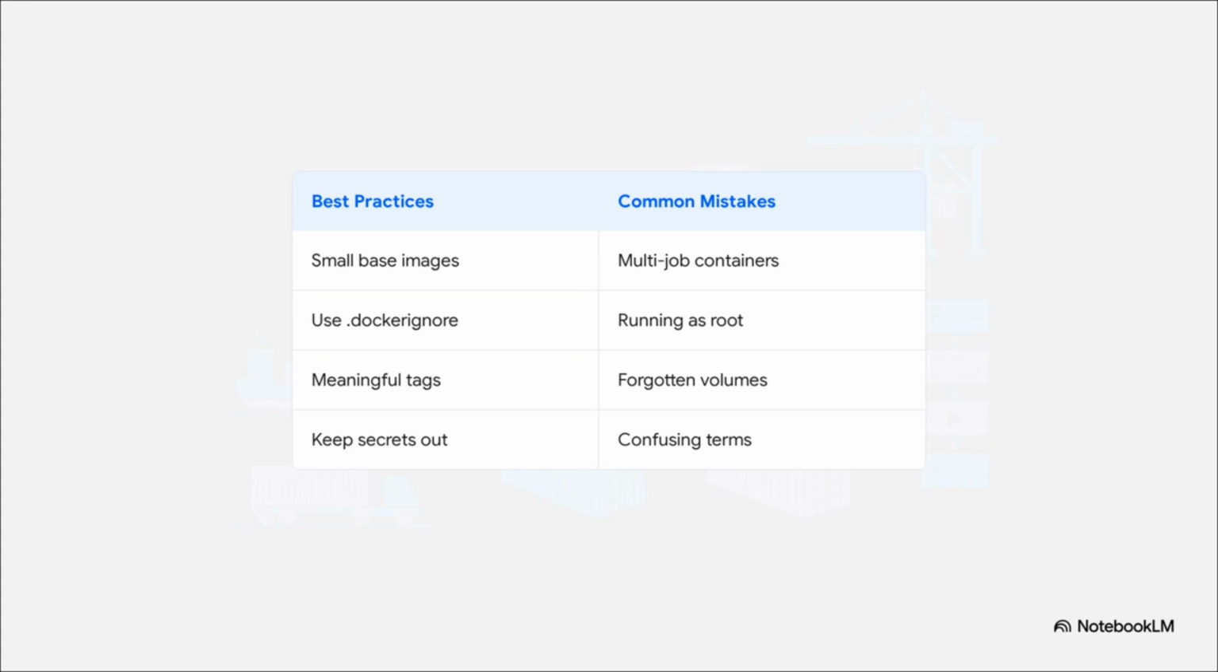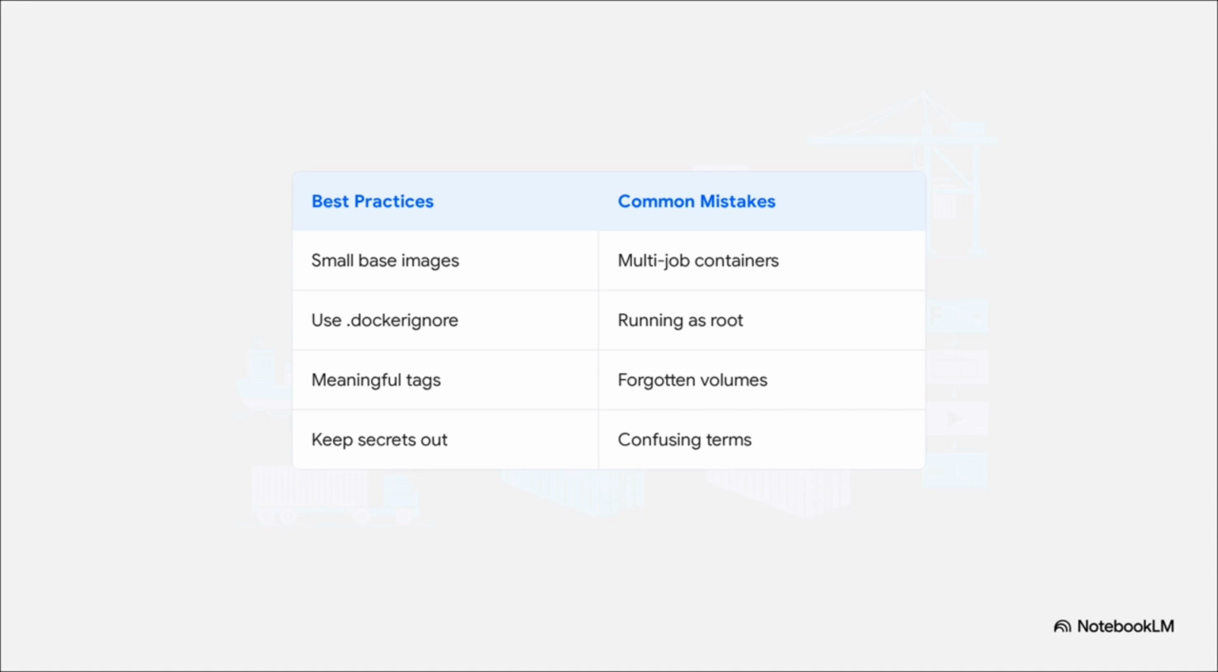When we look at best practices, you definitely want to use small official base images like Node 20 Alpine just to keep things lightweight. You should absolutely be using a .dockerignore file to keep bloated folders like node_modules out of your image. Always tag your images meaningfully with version numbers, and please, keep your API keys and passwords out of your Dockerfile.